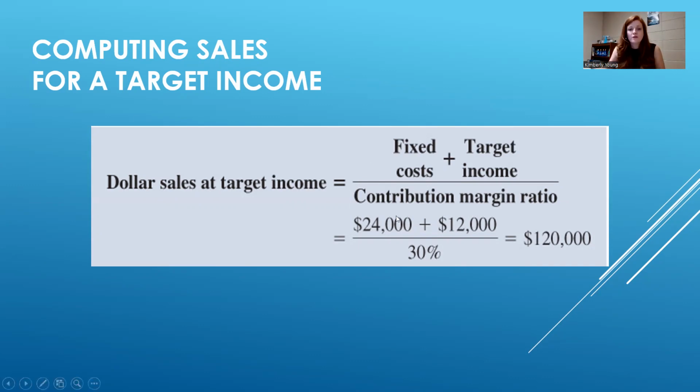So we took our fixed cost. They wanted to make at least $12,000, divided by that contribution margin ratio. They said we have to make at least $120,000 in sales. So at that point, they decide, is that realistic or not?